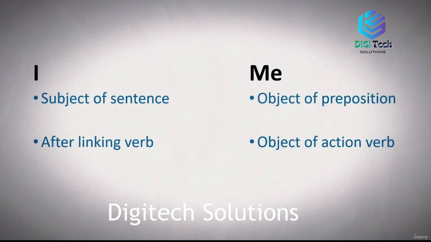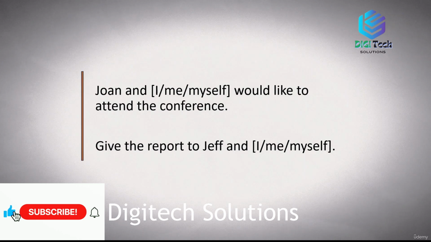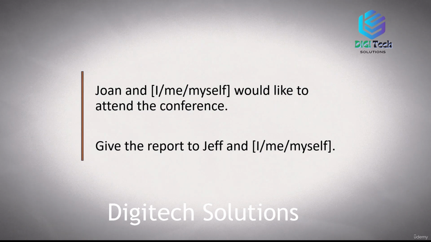Pronouns. I is used as a subject of a sentence or after a linking verb such as is. Me is used as an object of a preposition or of an action verb. So what does all that mean? Let's analyze the following example. Which pronoun, I, me or myself, is correct? John and I, me or myself would like to attend the conference. Give the report to Jeff and I, me or myself.